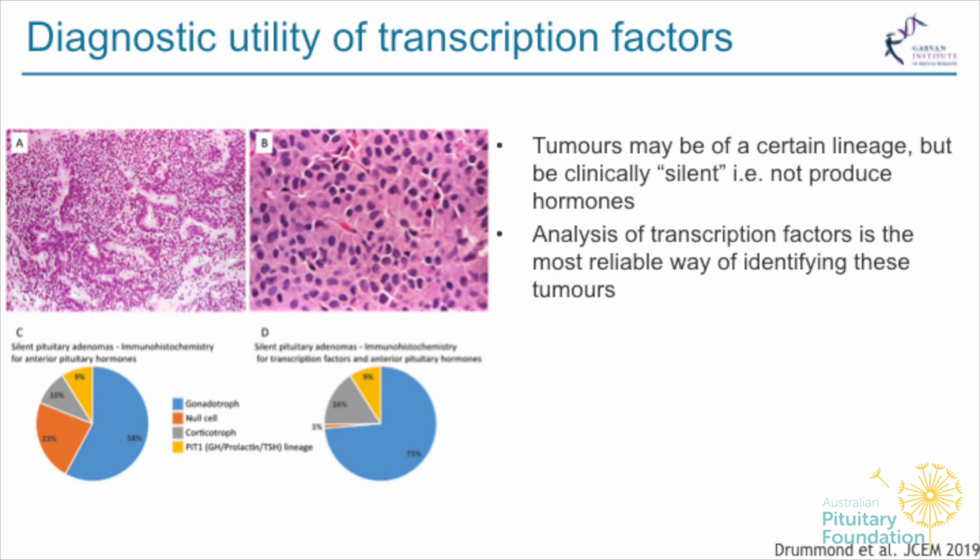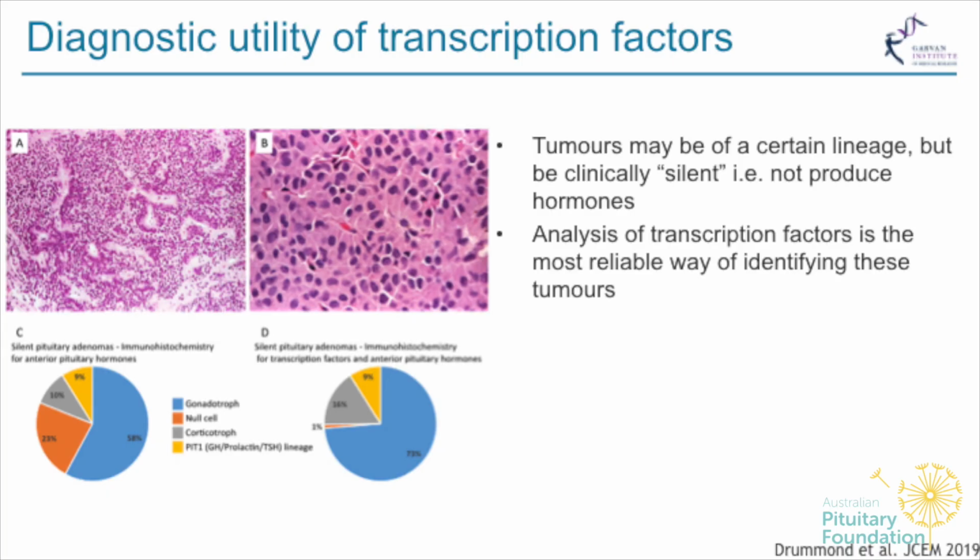This becomes really important and relevant in certain tumours that may or may not express hormones very well. So we've talked about the non-functioning tumours or the silent tumours that don't produce hormones, but they may in fact come from a certain cell lineage and have those characteristics of that cell lineage. Down the bottom here we have some nice graphs from this study where they looked at silent pituitary tumours, so those that were not producing any hormones clinically.